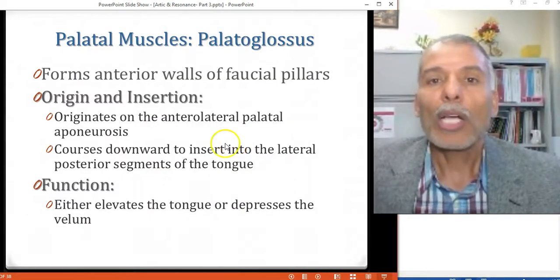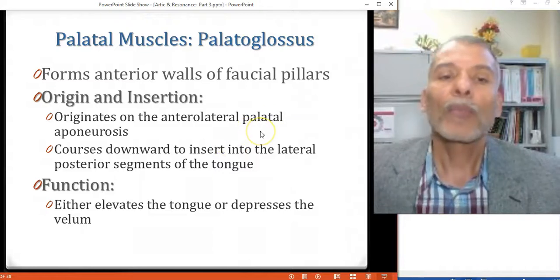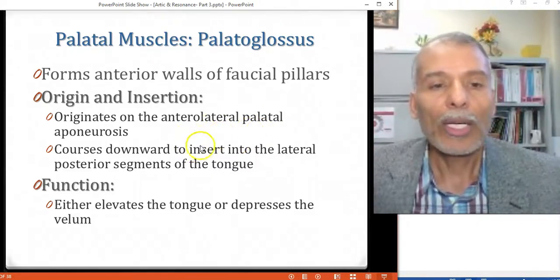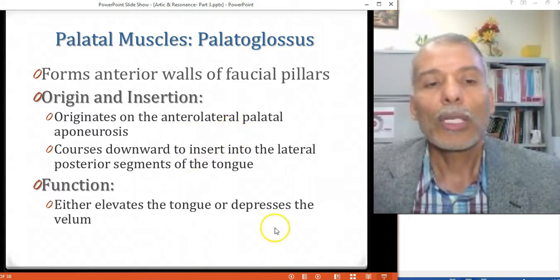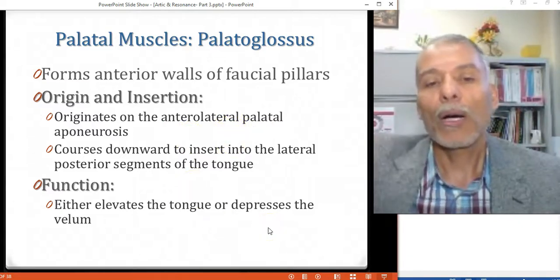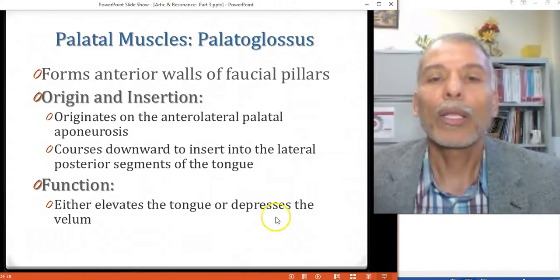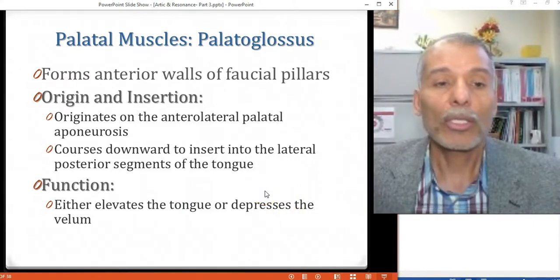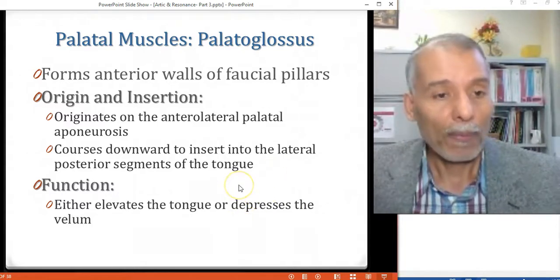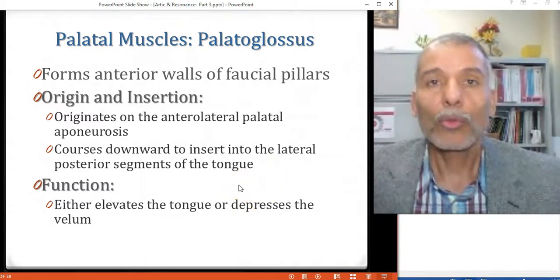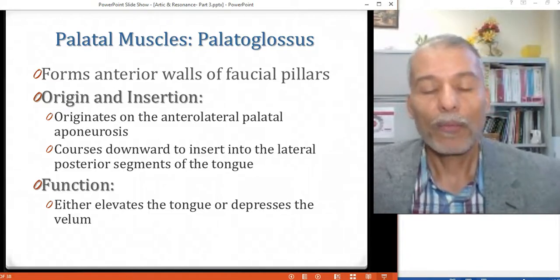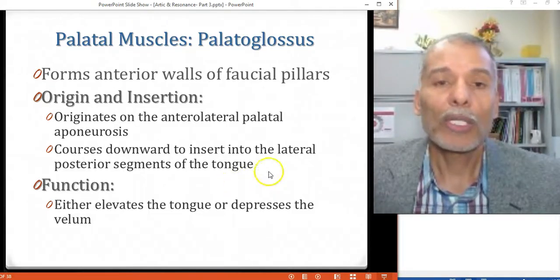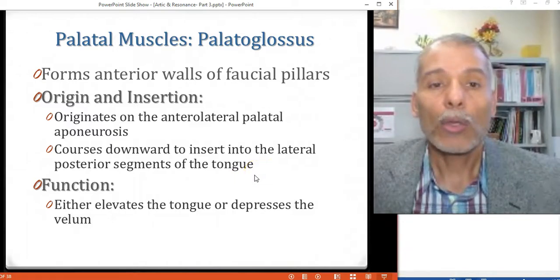And the palatoglossus, as I mentioned, I just spoke about the origin earlier, and here it is. The function of it is to either elevate the tongue or to depress the velum. So it contributes to speech, also to regulation of resonance, and it also contributes to swallowing as well.